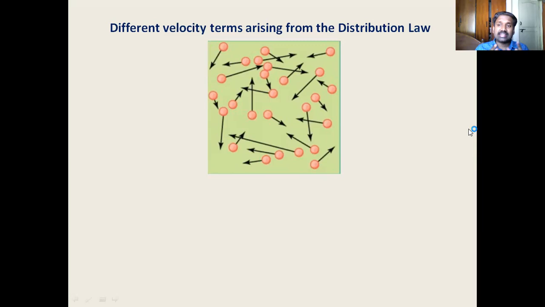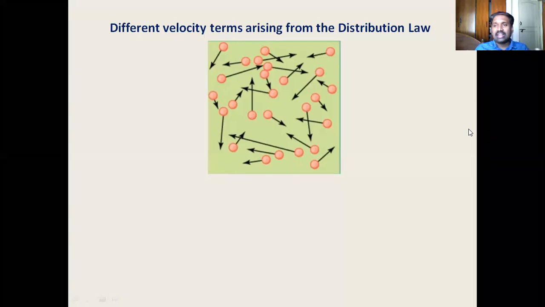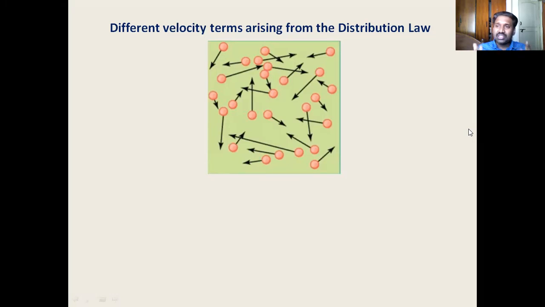So when we do this exercise, we can arrive at 3 different types of velocities. One can still question, what do you mean by 3 different velocities? A gas molecule has only one velocity, right? But why are we looking at 3 different velocities? Because we have stressed a lot of times that we can never calculate the velocity of an individual gas molecule. Therefore, we will calculate collective velocities.